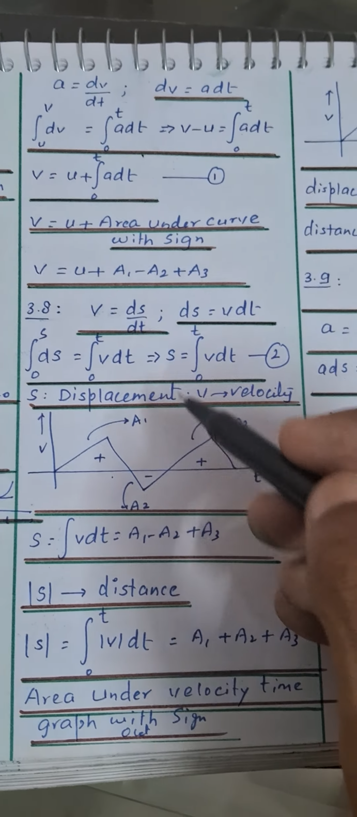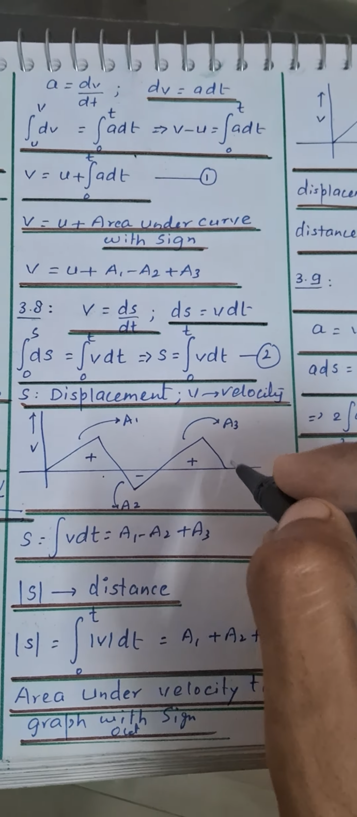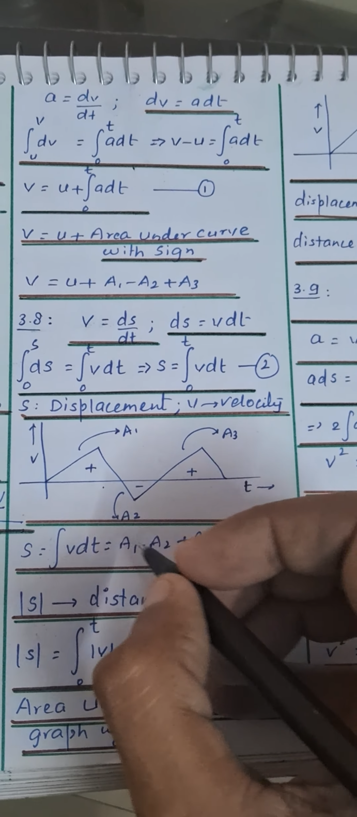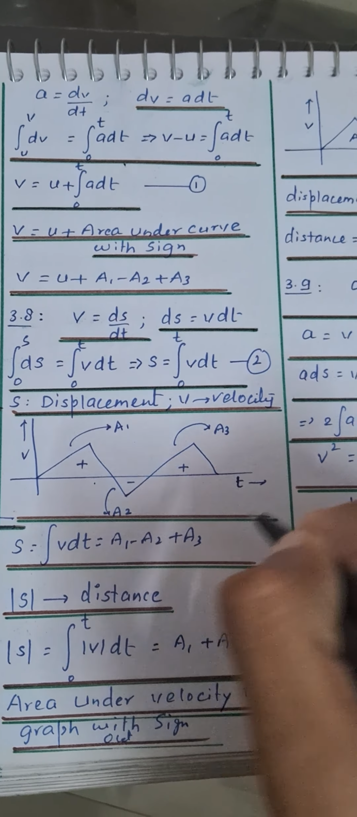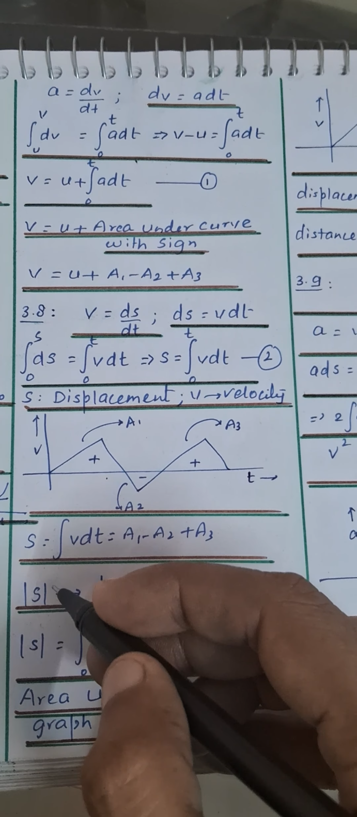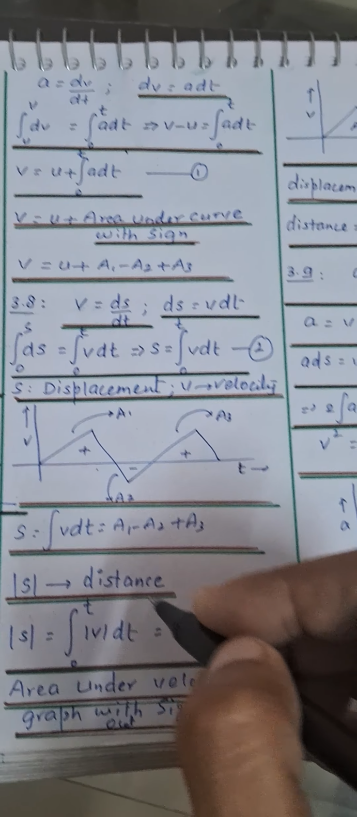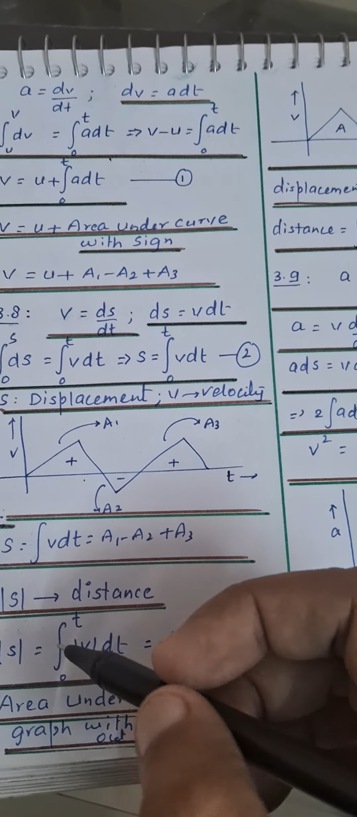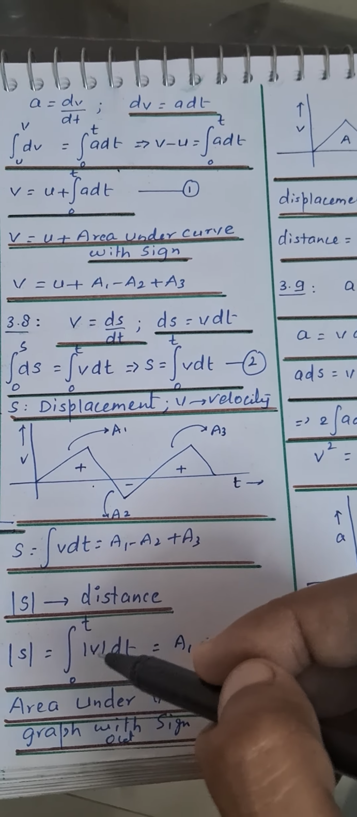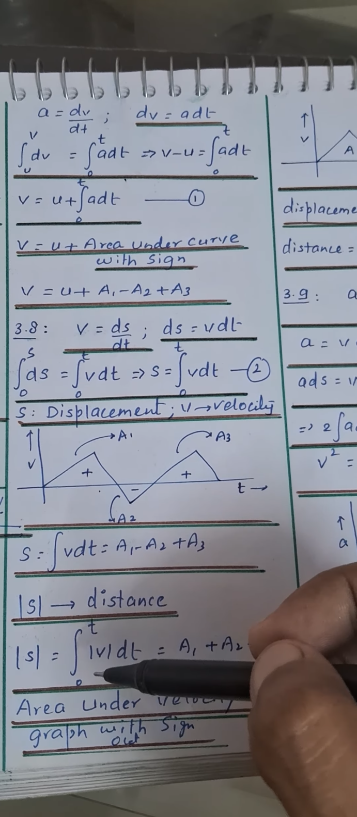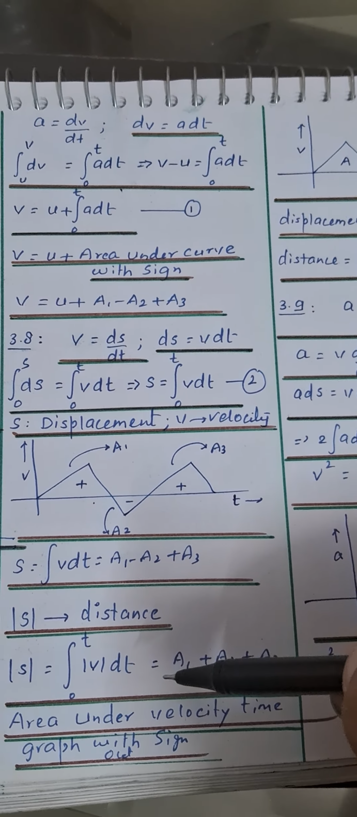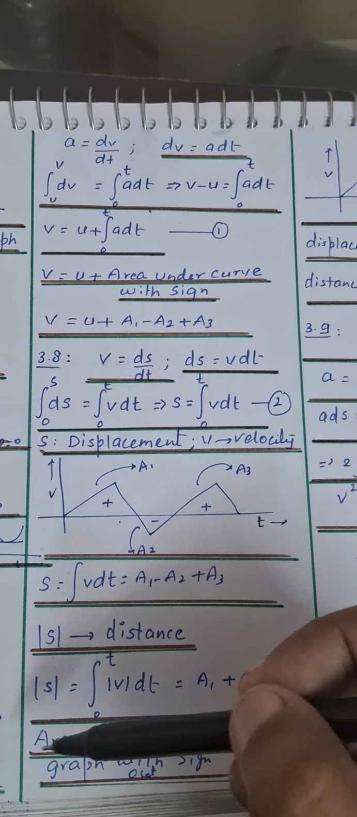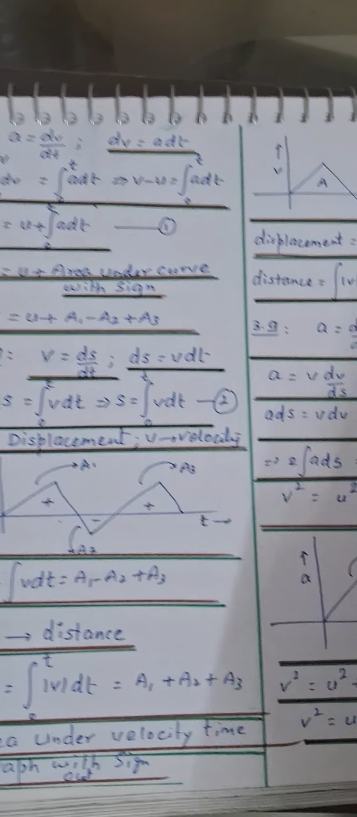So if we analyze in terms of graphs of velocity and time, the graph will be like this, and displacement will be the area under the velocity time graph, which is integration of v dt and which will be equal to A1 minus A2 plus A3. Now if I denote a term mod s for the distance, it's not exactly the distance, but I use this term to denote the distance. So if I find mod s, that can be written as integration of mod v dt from 0 to t, and that is equal to A1 plus A2 plus A3. So we can say that distance is the area under the velocity time graph without sign.